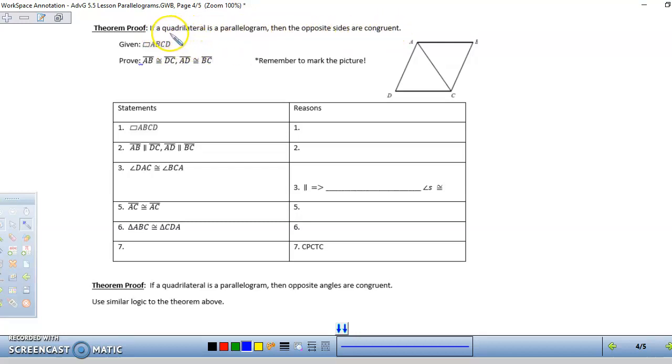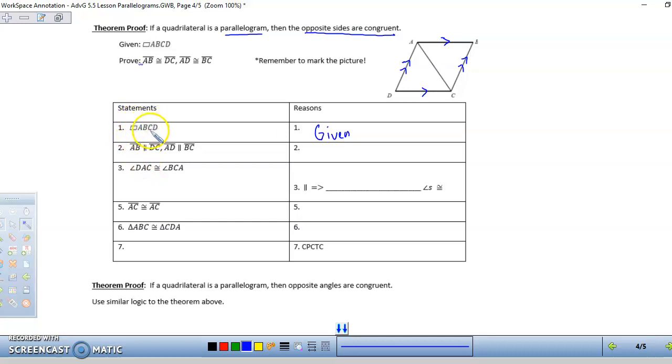So the given is always the "if." So if I have a parallelogram, and then I'm proving opposite sides are congruent, so AB is congruent to DC, and AD is congruent to BC. So what I'm going to do is mark the picture with what I'm given. What I'm given is parallels here and parallels here. Okay, and then this is a formal proof right here. That type of thing we are going to skip, but I just want you to be exposed to it.